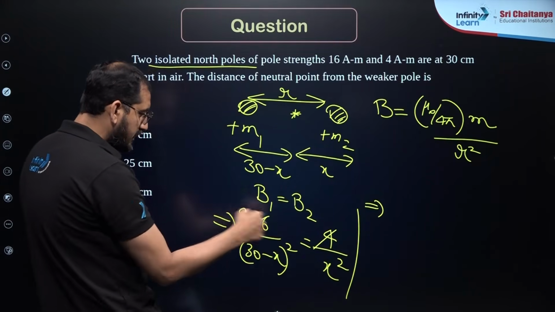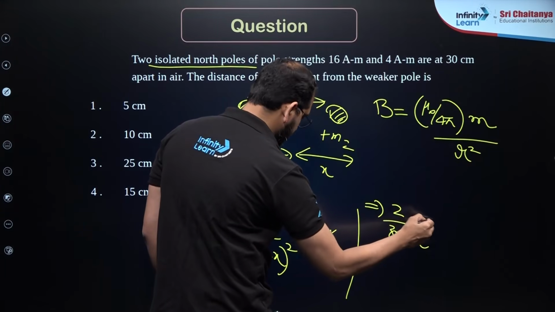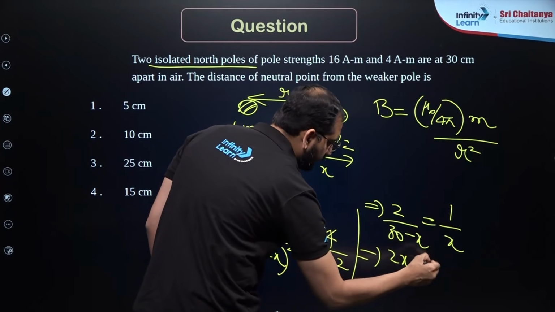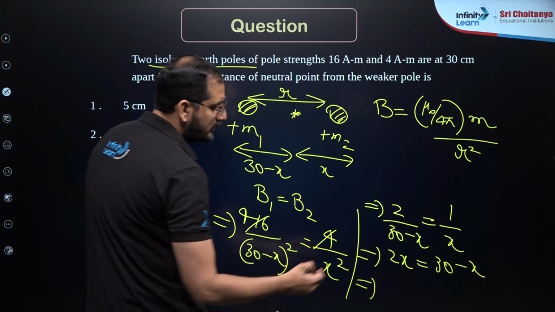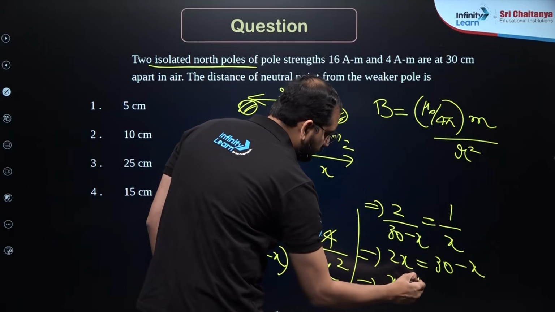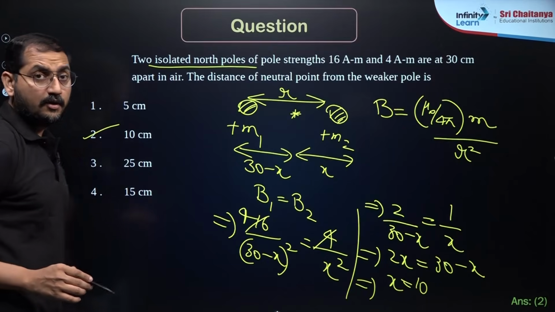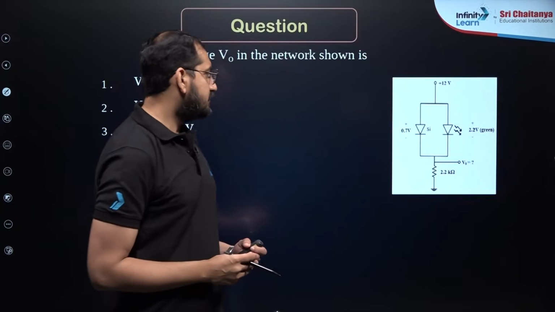Let's do the calculation here. Take the square root on both sides. 2 divided by 30 minus x is equal to 1 by x. 2x is 30 minus x, which will give you x equal to 10. Units are 10 centimeter, right? So the second option will be your right answer. I hope this is clear. Let's move on to our next question.